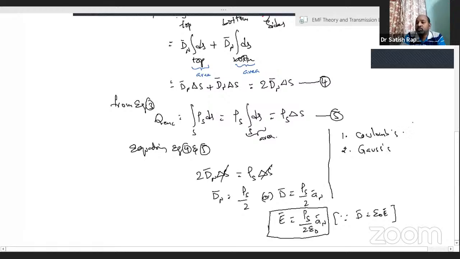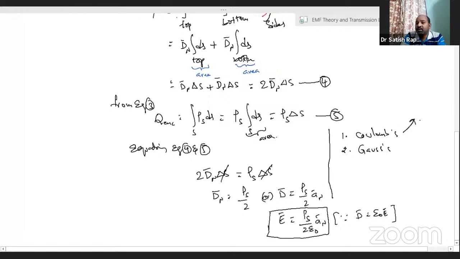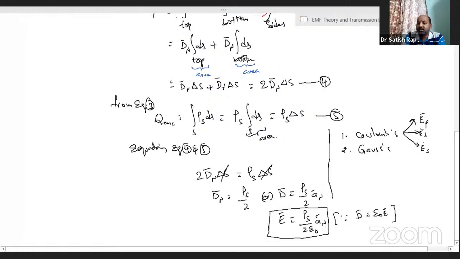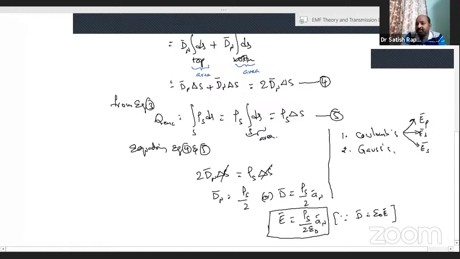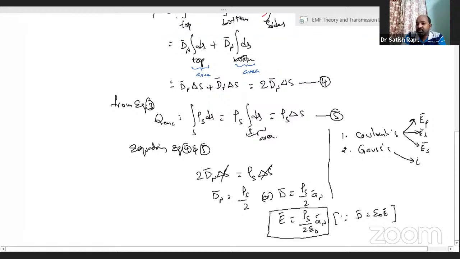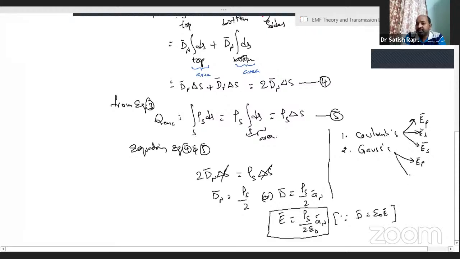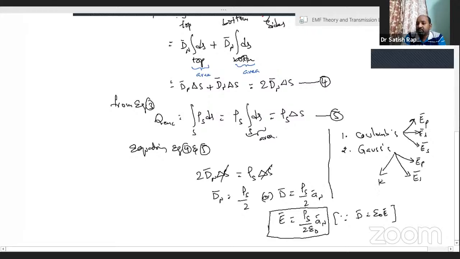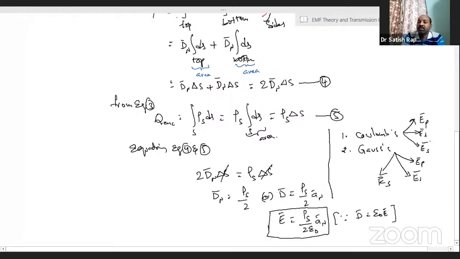Using Coulomb's law, we have determined the electric field due to a point charge, a line charge, and a surface charge. By using Gauss law also, we have derived the same expressions. The equations are the same but the approaches are different: the electric field due to a line charge and the electric field due to a surface charge, and we have derived those expressions.